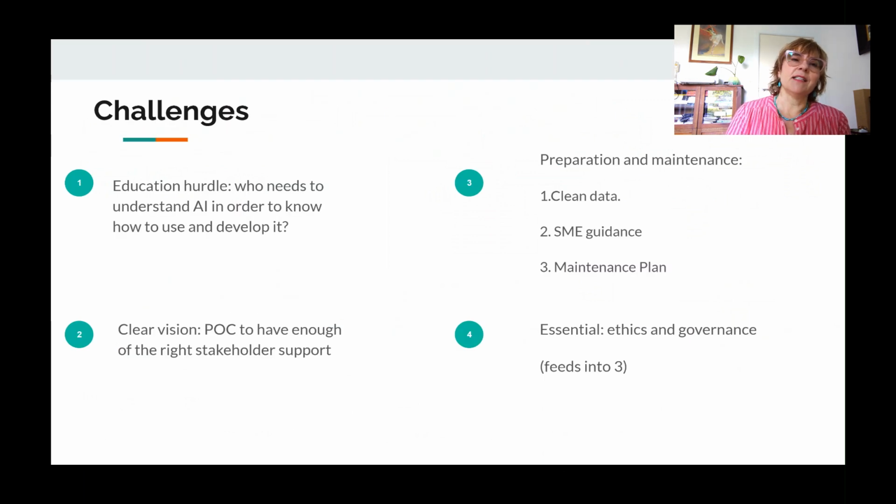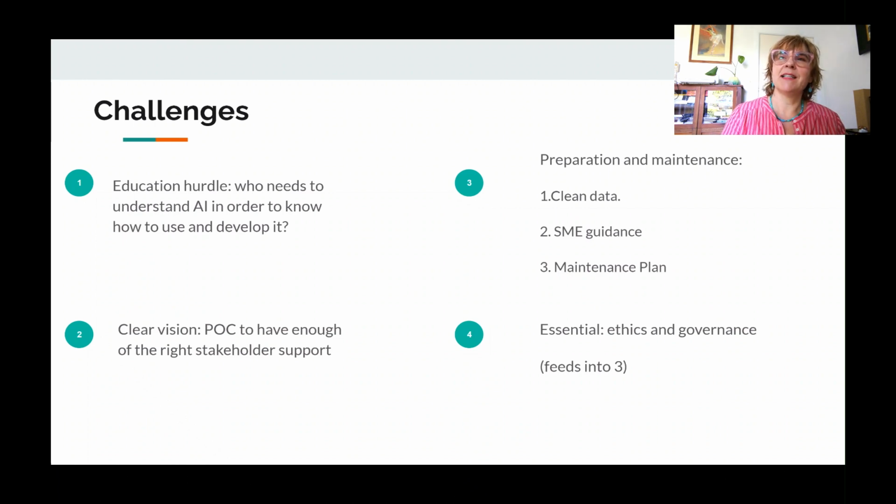Some of the challenges are the education hurdles. So, who needs to understand AI within the organisation in order to know how to use and develop it? So, there's an education piece around finding out who the main people are who need to be able to use it and develop it. But I'm proposing a small scale proof of concept so that we can look at those things later, and a clear vision of the proof of concept to have enough of the right stakeholder support. So seeing some really clear metrics.